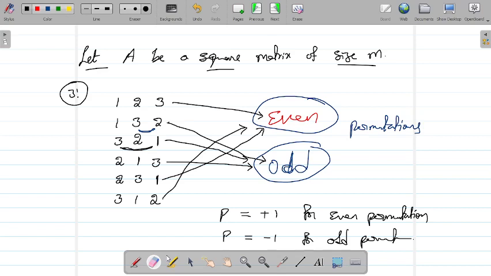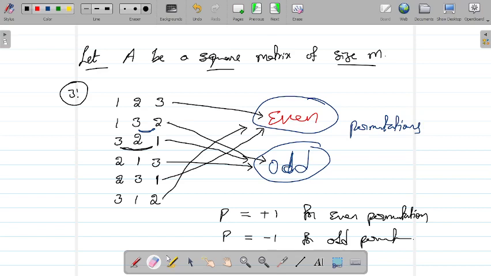And you're going to take minus 1 to the power of p. If p is odd, it is going to be minus 1, and if p is even, it is going to be plus 1, and you are going to take the summation of it. So this is how the determinant of a matrix is defined.